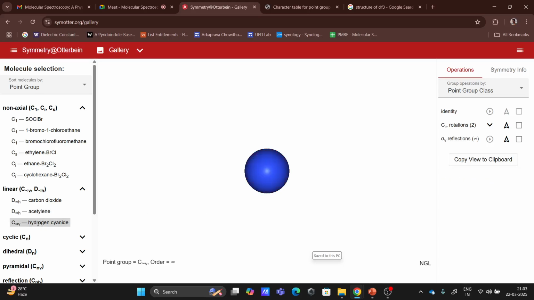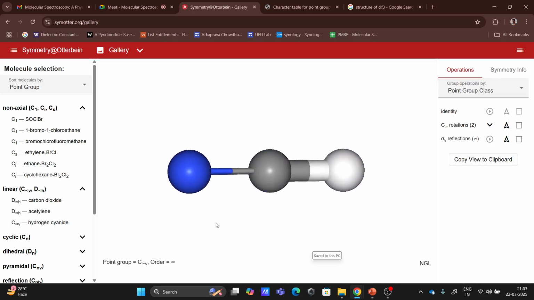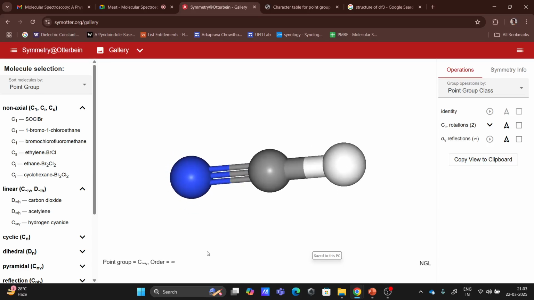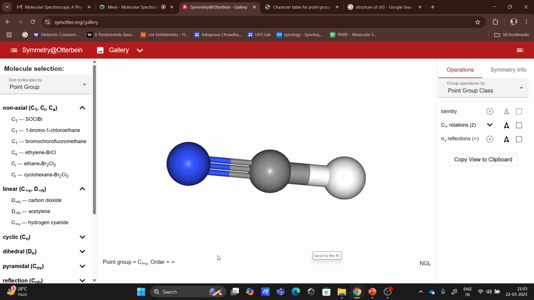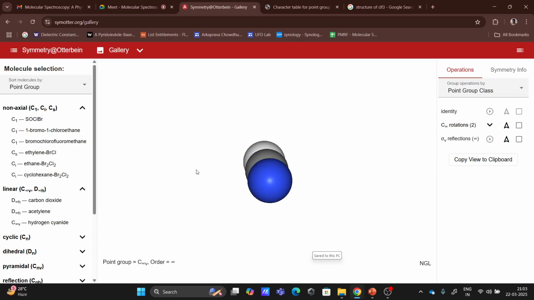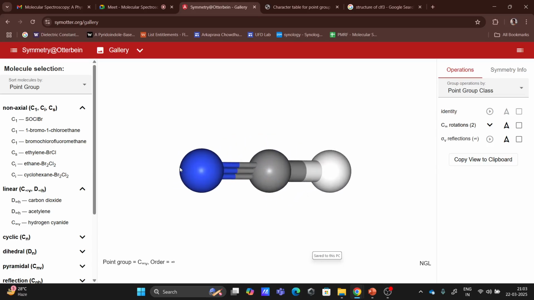Sigma v is there in hydrogen cyanide, which is heteroatomic. The inversion center is not there, sigma h is also not there, and there are no C2 axes perpendicular to the C infinity axis.